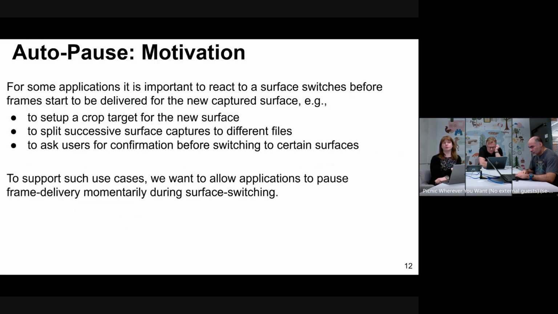So, auto pause. The idea here is that when we switch to a new surface, the application might need some time to react to this, and it might need time to set up the new capture stream and UI. For instance, if an application wants to crop the new surface, applying this crop target to the new surface is an async operation, and we really would like to avoid having frames going out uncropped for a few frames and then switching over to the cropped variant, because that is a bit glitchy and can be a privacy concern.